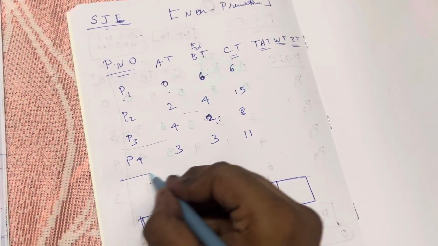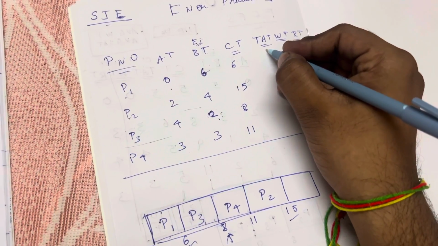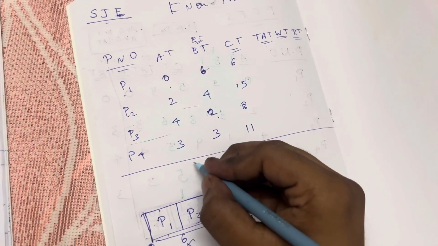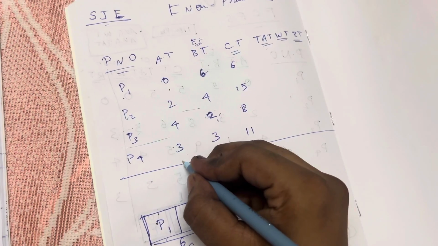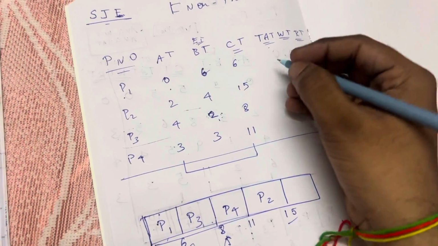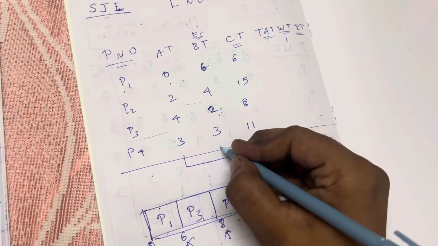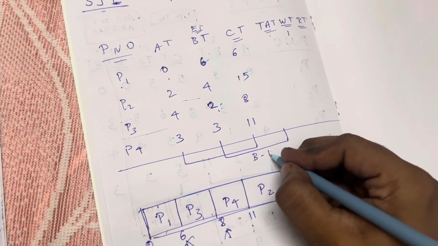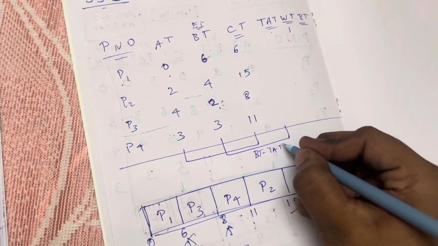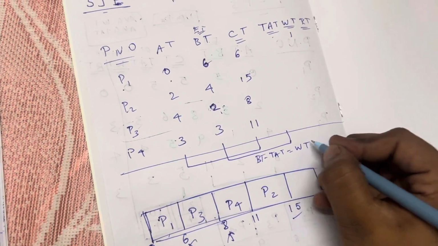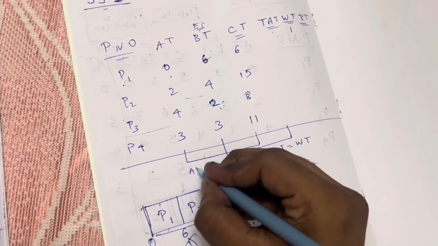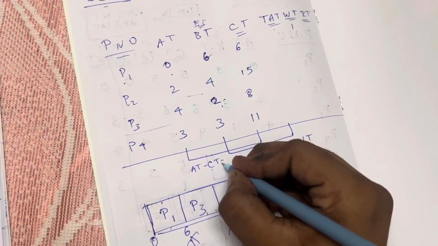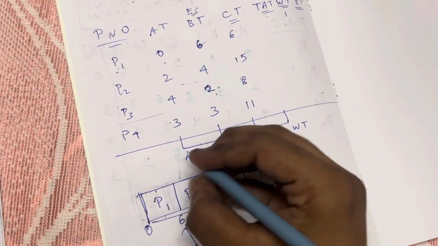And then the rest is simple. TAT, you know how to find TAT. Of course, CT minus AT is TAT, and TAT minus BT is WT.